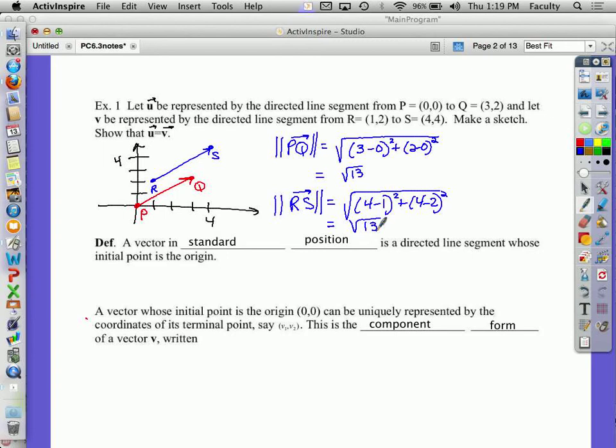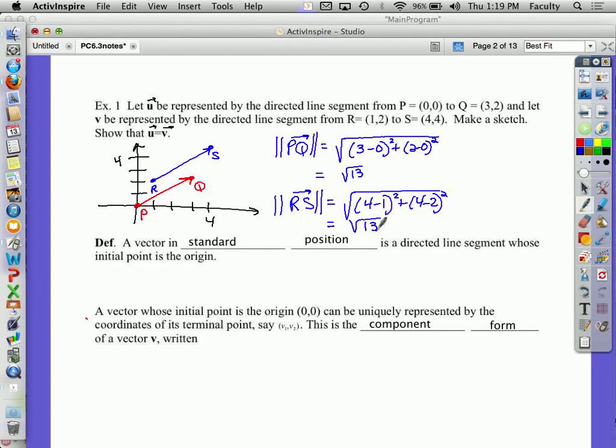Okay, so that shows the magnitudes are the same. The second thing we said we need is that the direction is the same. How do I show it? It looks like it, but that's not proof. The slope? Good job. It's the slope. Their slopes would be the same.